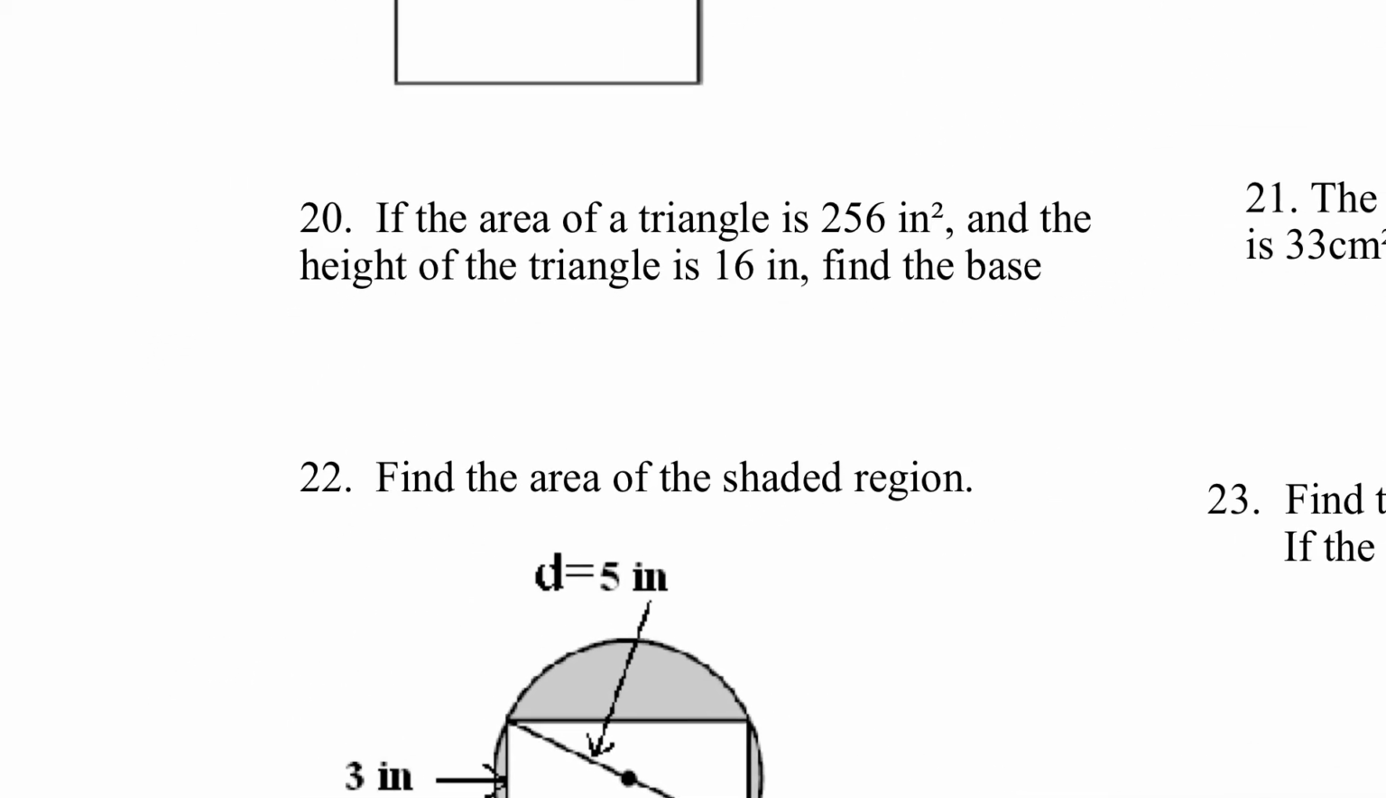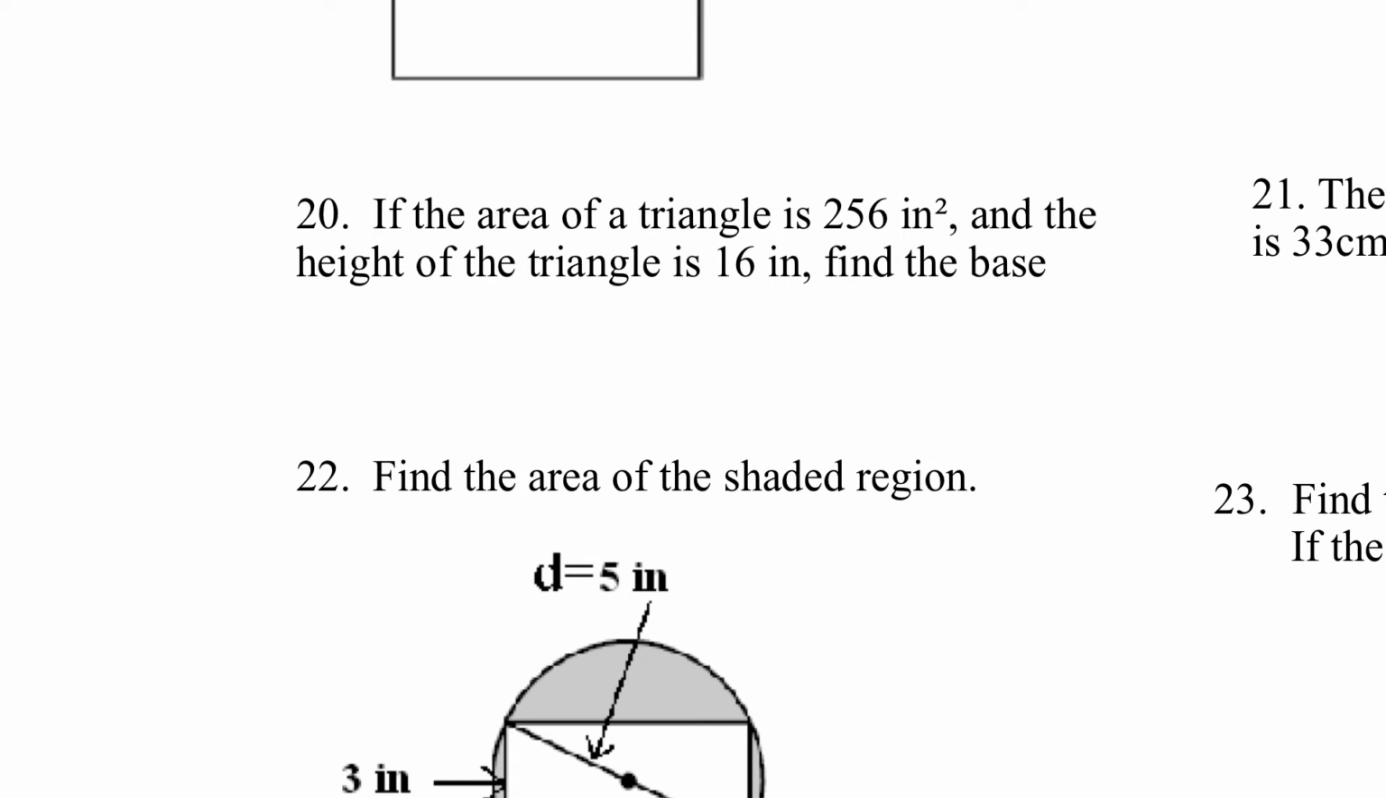All right, let's look at number 20. If the area of a triangle is 256 square inches and the height is 16, find the base. The base that we're looking for times the height divided by 2 equals the area. I know the area, and it's the base that I'm looking for. So base times height divided by 2 equals the area. The base is what I don't know. The height is 16, divided by 2 equals the area of 256. I'm going to let you work that one out.